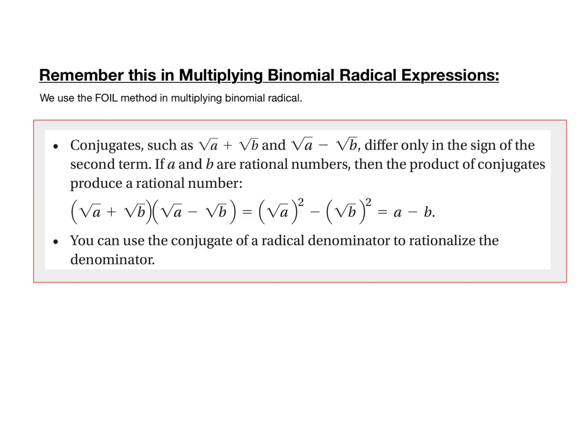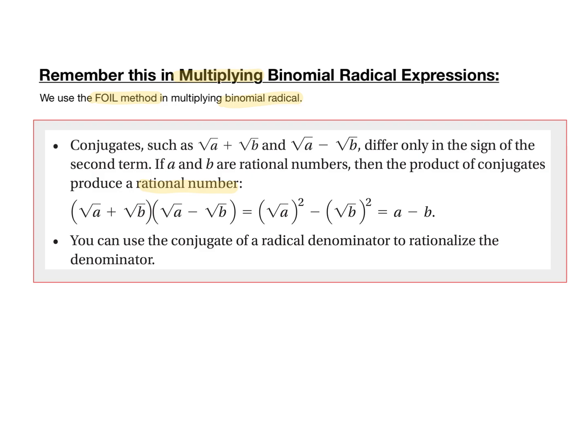Okay, a short reminder. Remember this in multiplying binomial radical expressions. Okay, so multiplication, we always use the FOIL method when it comes to binomial radicals. Conjugates such as root a plus root b and root a minus root b differ only in the sign of the second term. If a and b are rational numbers, then the product of the conjugates produces a rational number.